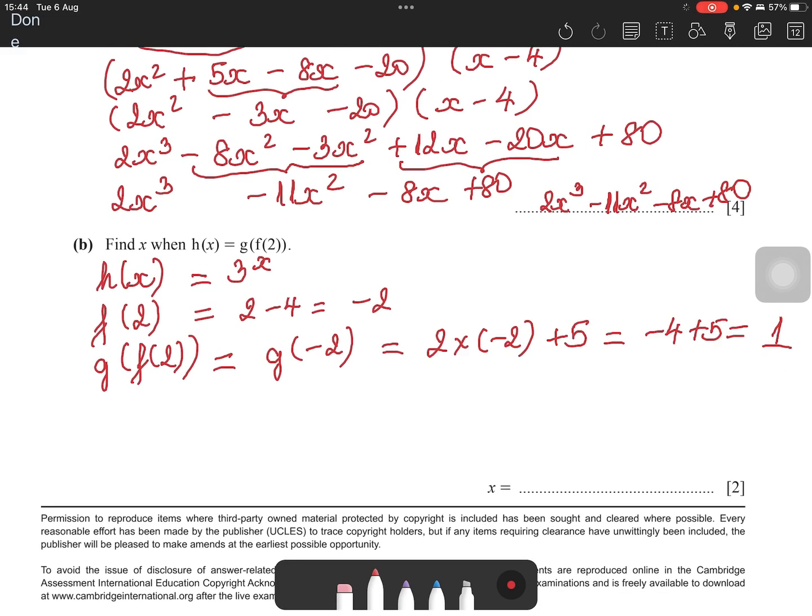So the left-hand side is 3 to the power of x, and the right-hand side is 1. And 1 means 3 to the power of 0, so x is equal to 0. This is the end of the test.